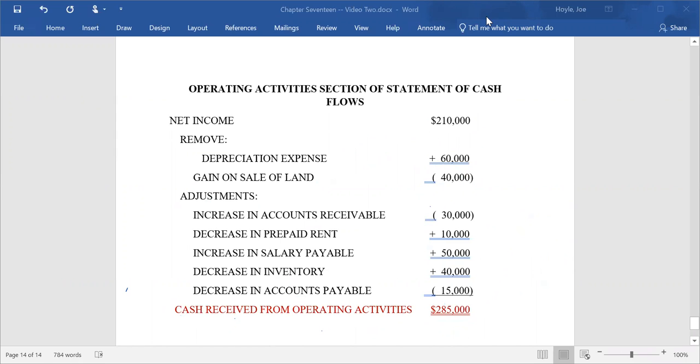Practice the indirect method, because this is the method that you're going to see in real life. And you want to get used to, when you see something like this screen here, you want to have a good, strong understanding of where these numbers came from. Clearly, the number that's the most important is the bottom number. How much cash did Ace Company get from its operating activities? And in this particular year, it received $285,000.